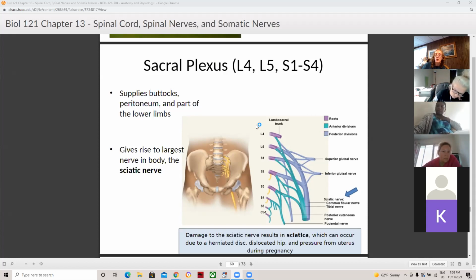A lot of people struggle with damage to this that can occur with a herniated disc, a dislocated hip, or pressure from the uterus during pregnancy. And talking with my mom, it's not tingling, it's pain. I had someone in one of my classes say that when she was pregnant with her son, she would collapse because all of a sudden she would have no feeling in her legs.